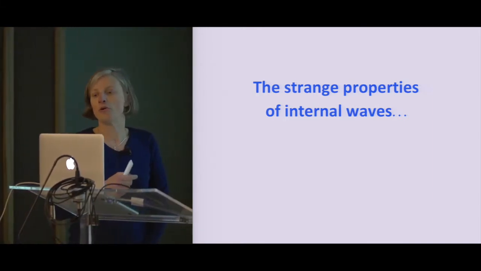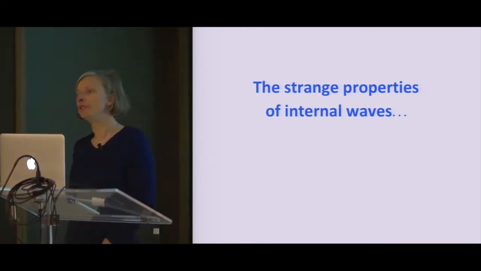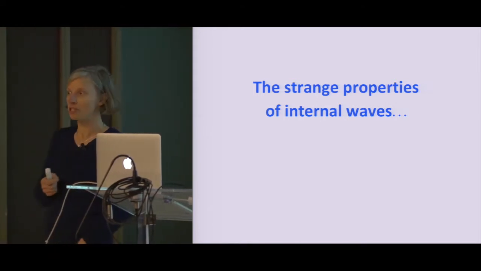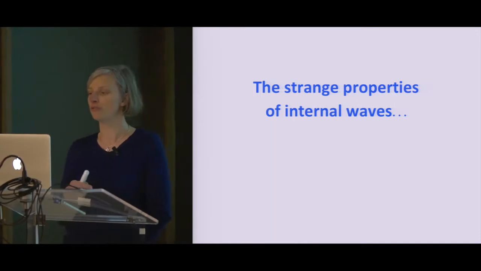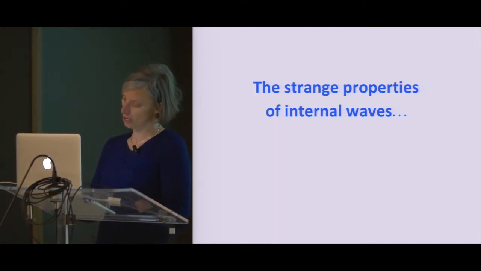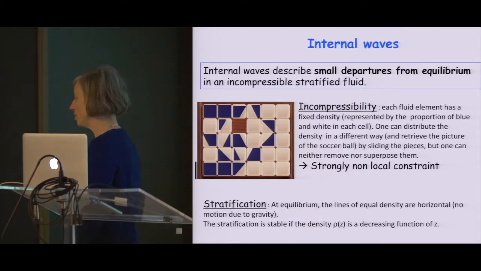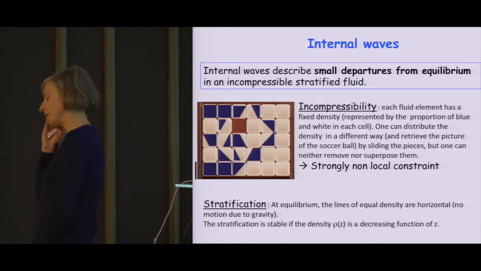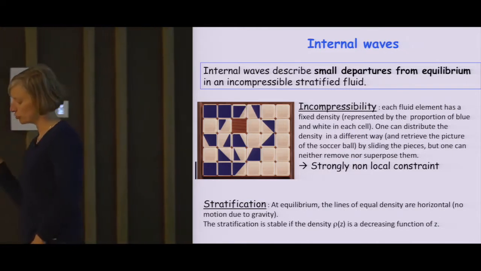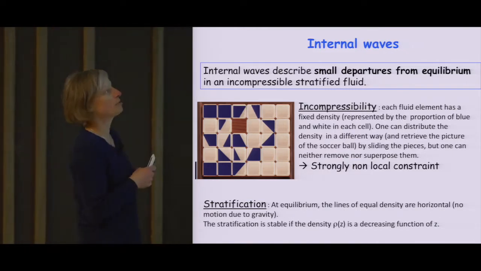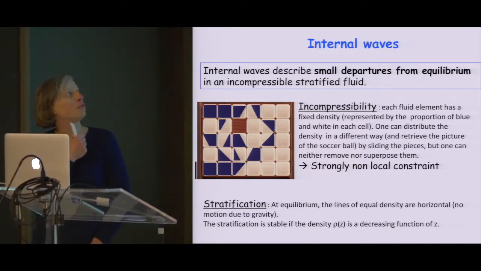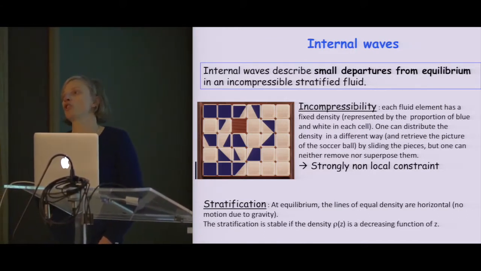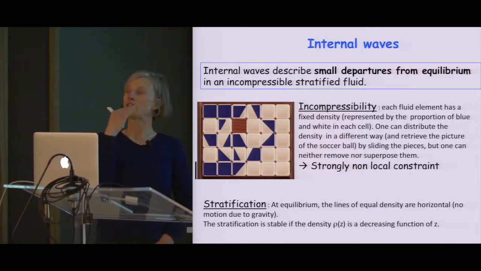Okay, so I will try to list, of course this will not be an exhaustive list, some properties which are really different for internal waves. But before doing that, I have to define internal waves. Internal waves essentially describe small departures around equilibrium in an incompressible fluid. But this incompressible fluid has a density which is not homogeneous. So it's what is called stratified.